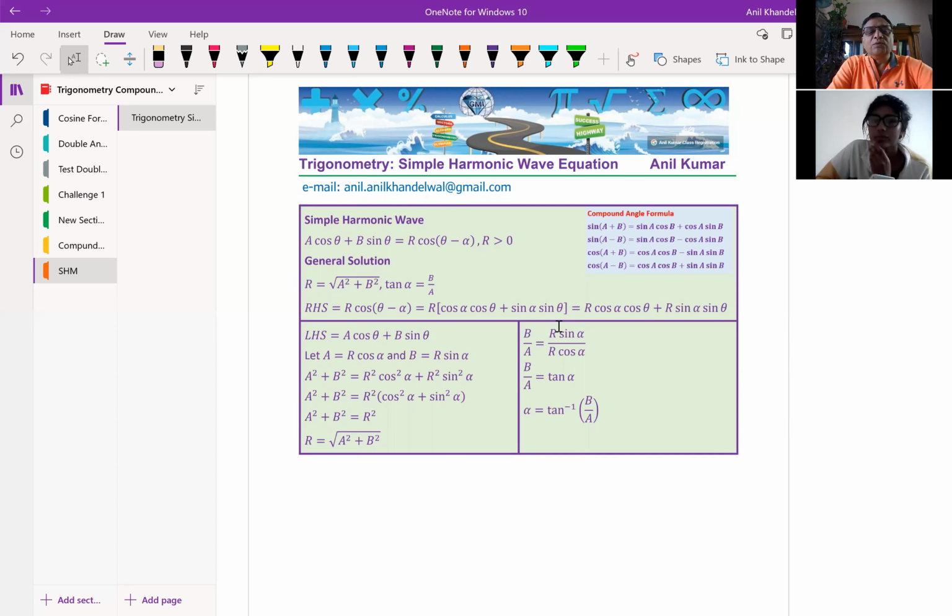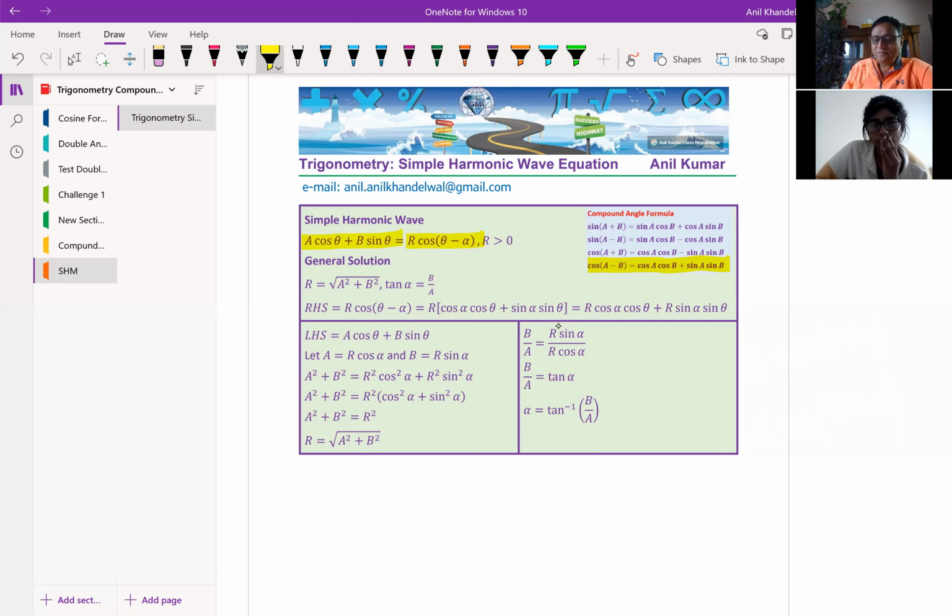How do we get this formula that R is equal to the square root of A square plus B square and tan alpha is B by A? So what we do is we are given this equation, which is A cos theta plus B sin theta is equal to R of cos theta minus alpha. So what is cos of A minus B equal to? As you can see in the compound angle formula, cos of A minus B is cos A cos B plus sin A sin B, correct?